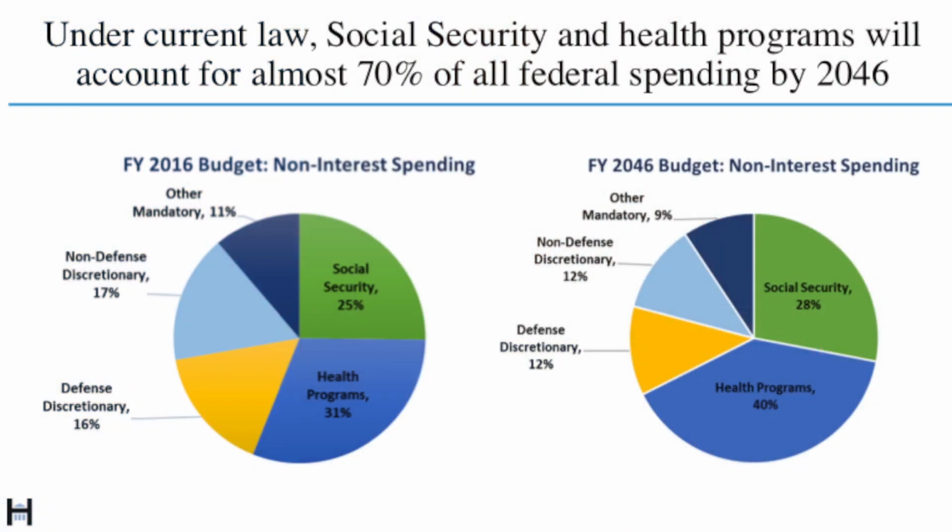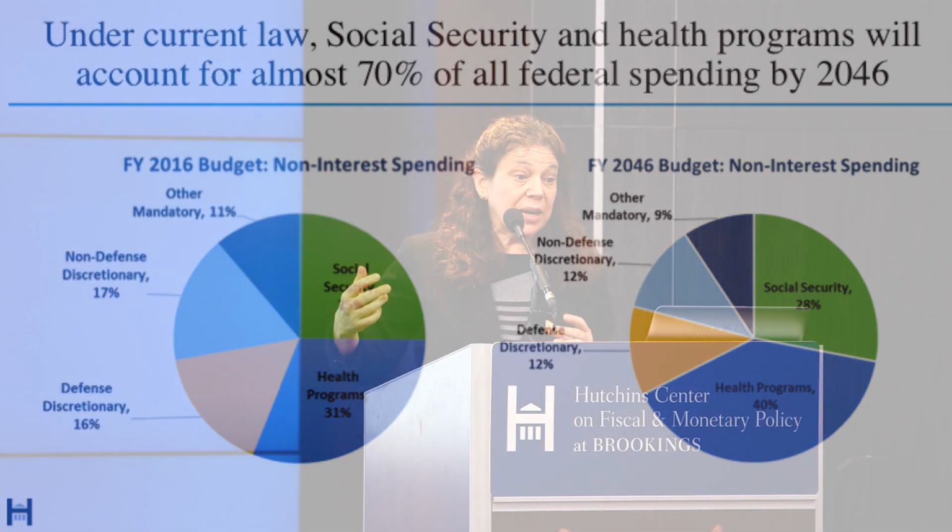So under current law, this is a projection of what's going to happen between 2016 and 2046, in 30 years. And you can look at that pie chart, and you can see Social Security and health went from 25 and 31 to 28% of the economy and 40%. So you can see they're big ticket items now, but they're projected to be an even bigger part of spending going forward, okay? So that creates part of the challenges. That's kind of looking at shares of spending, okay?